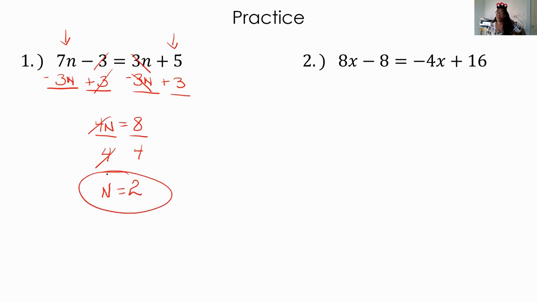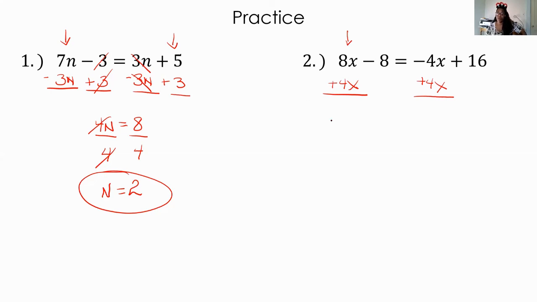So if I go to number 2, if we're going to keep my variables on the left-hand side and put my constants on the right-hand side, that means this -4x needs to move over to the other side of the equal sign. So I have to do the opposite. So I'm going to add 4x. I'll take it step by step for this one.